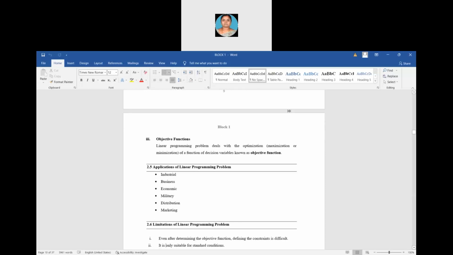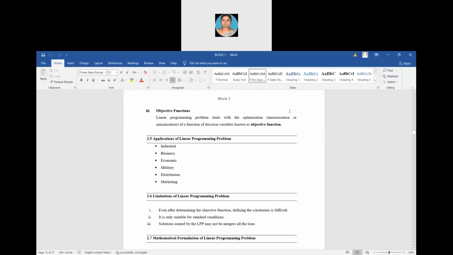Next is the application of the linear programming problem. Where all can we apply our linear programming problem? Industrial, business, economic, military, distribution, and marketing. All these are the areas where we can apply the linear programming problem.